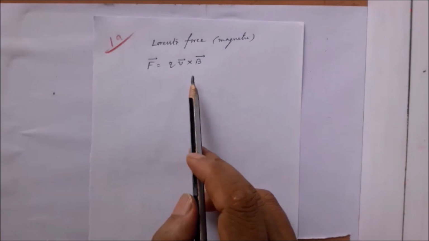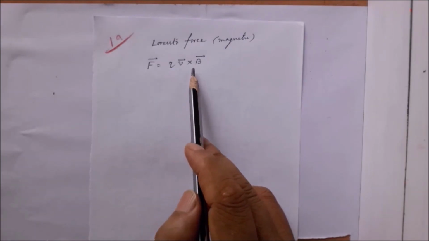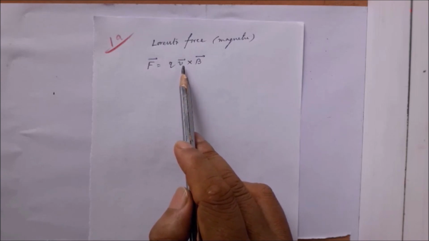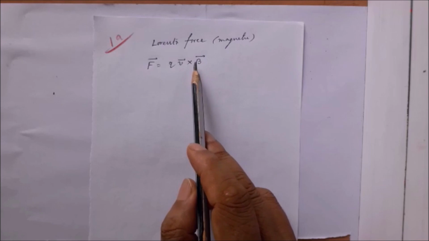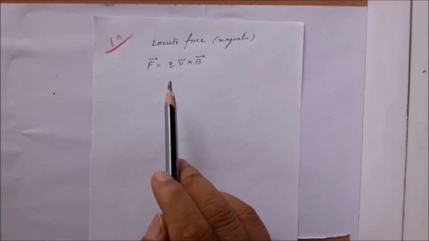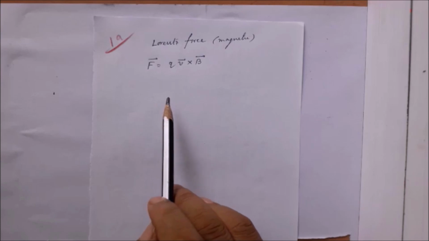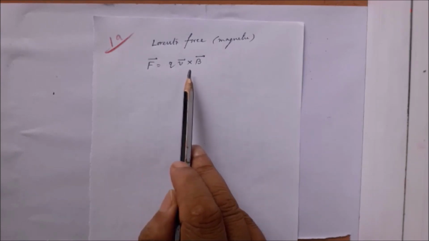Now, the Lorentz force on a particle having charge q and moving with velocity vector v in a region where there is a magnetic induction vector B is given by this expression. So this force is felt by q as it enters a magnetic field.